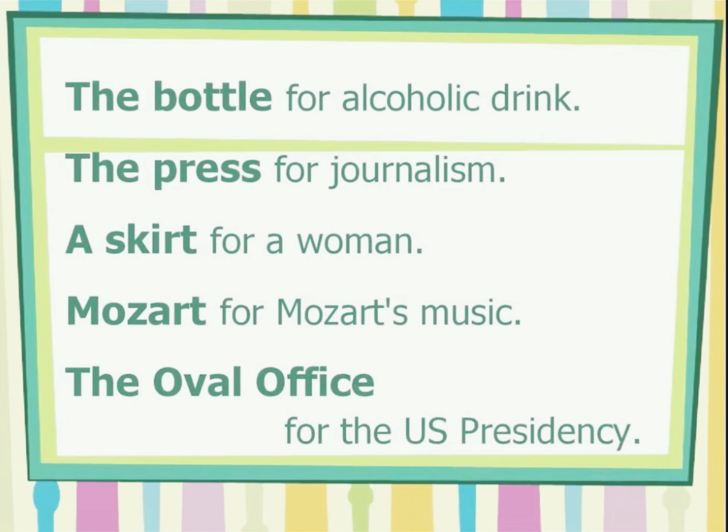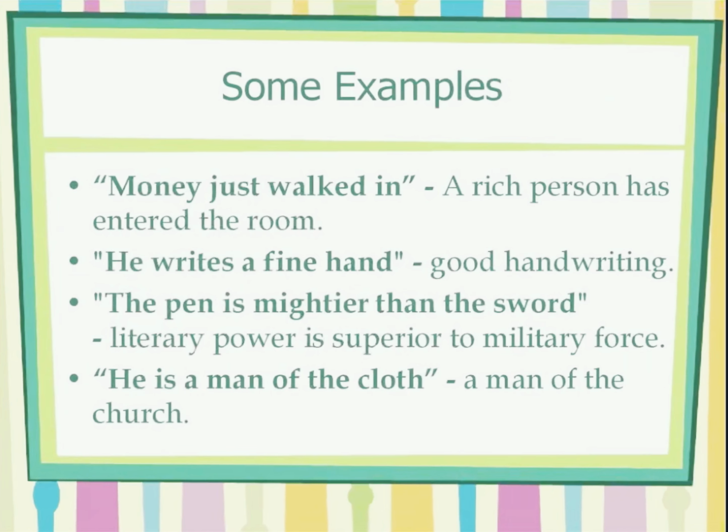So more examples are there. The Oval Office for the US presidency. Now some examples structured in sentences. Money just walked in, which means a rich person has entered the room. He writes a fine hand, which means someone wrote with good handwriting.